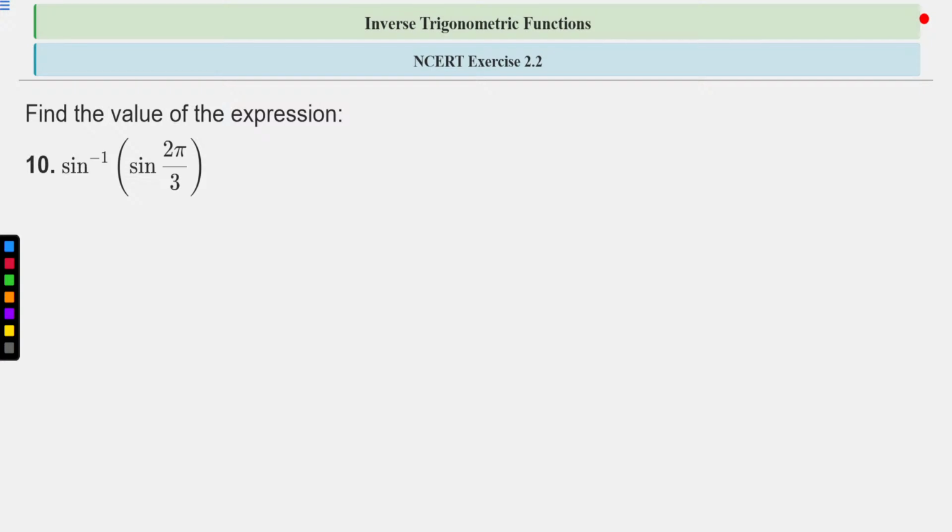This question says find the value of the given expression. The expression is sin inverse sin 2 pi by 3. We basically have to find the value of sin inverse sin 2 pi by 3. I'm giving you 10 seconds to solve or think about this question. After that, we will discuss the solution part.